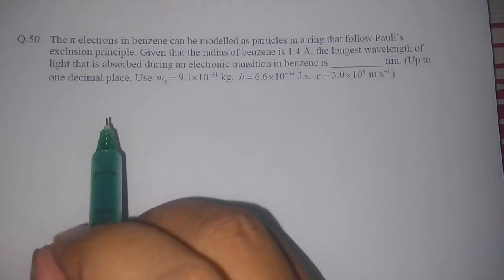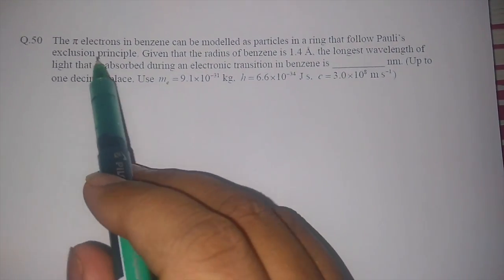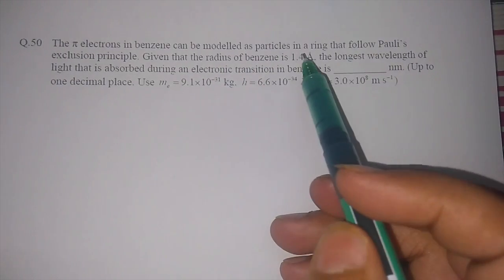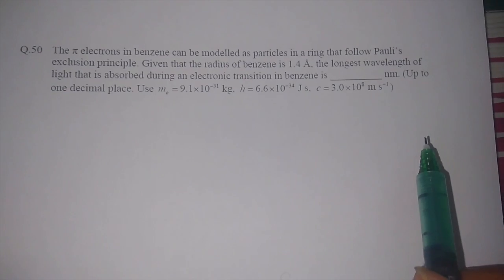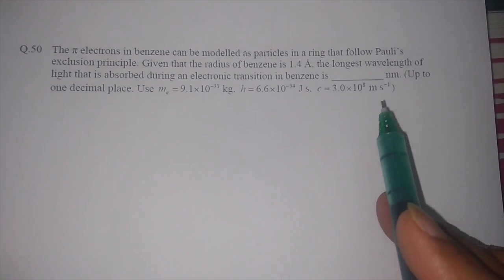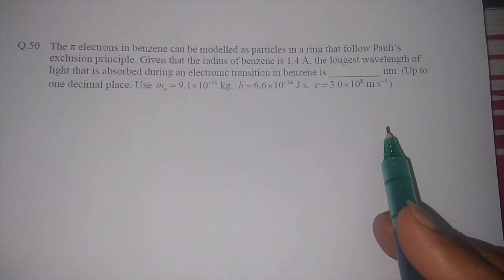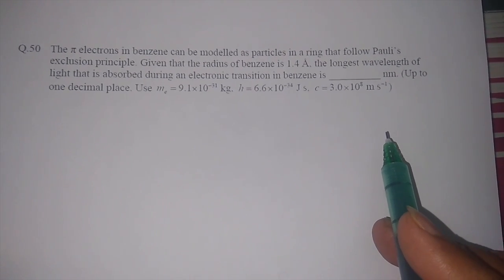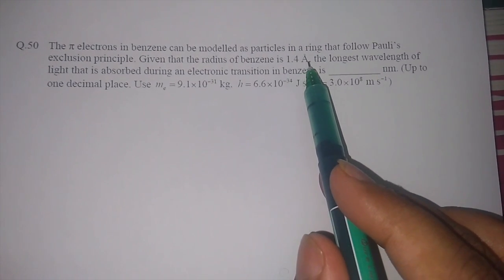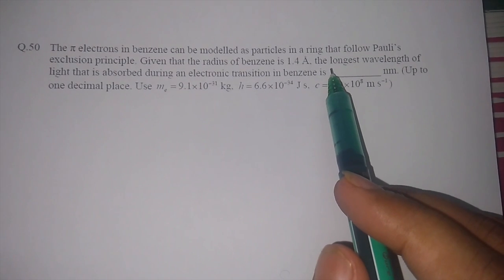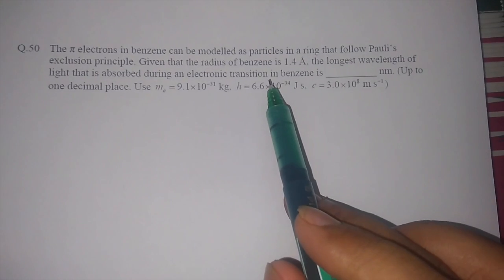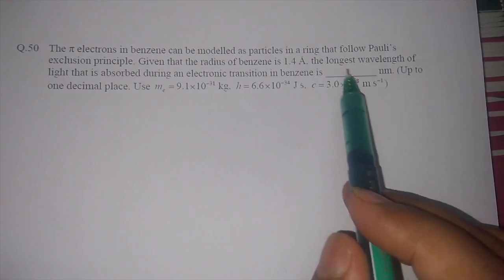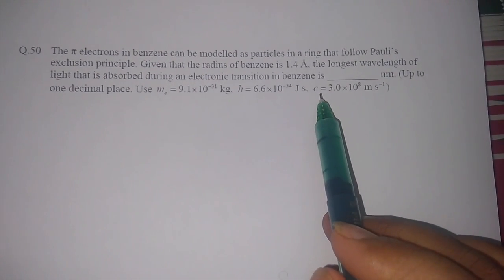So I will take this last question, and it was from atomic chemistry. It says that the pi electrons of benzene can be modeled as a particle in a ring that follows the Pauli exclusion principle. So you have to take the pi electrons as particles, and that follows the Pauli exclusion principle as well. It is given that the radius of benzene is 1.4 angstrom. You have to tell the longest wavelength of light that can be absorbed during the electronic transition in benzene, up to 1 decimal place.